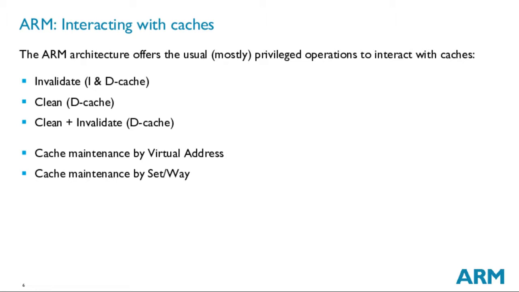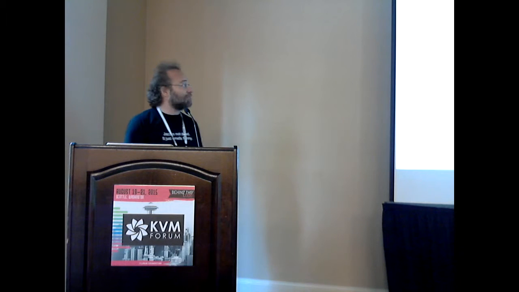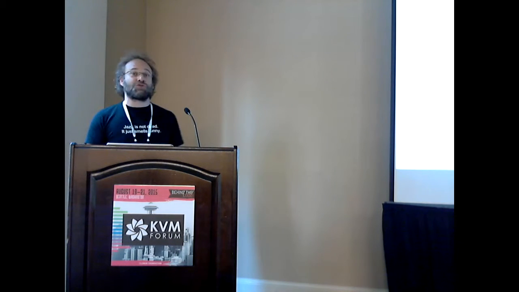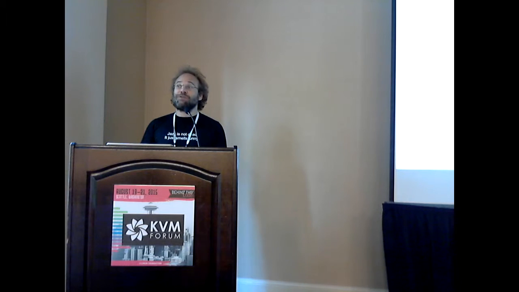So how do we interact with them? Well, it's not really surprising. We have the standard things: invalidate, clean, and clean and invalidate. We can do cache maintenance by virtual address. So it's really virtual address. I mean, you need to have an existing mapping. If you don't have the mapping for the address you're trying to invalidate, yeah, you get an exception. And we have cache maintenance by set/way.